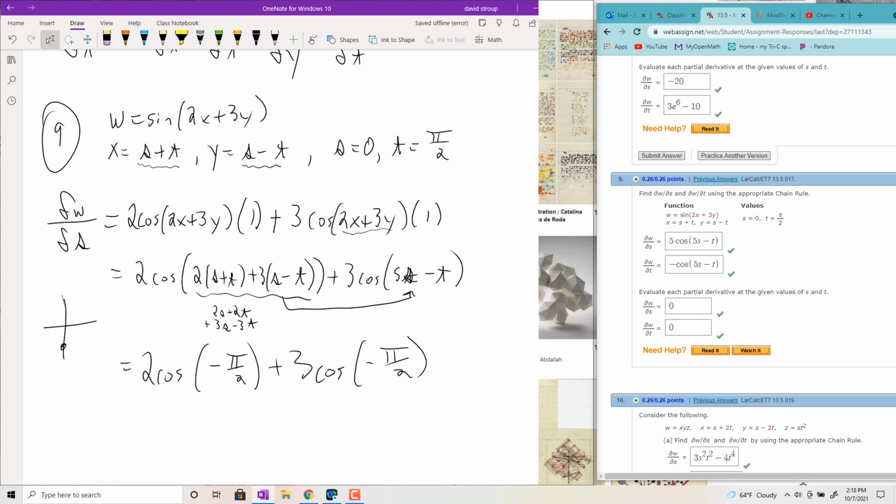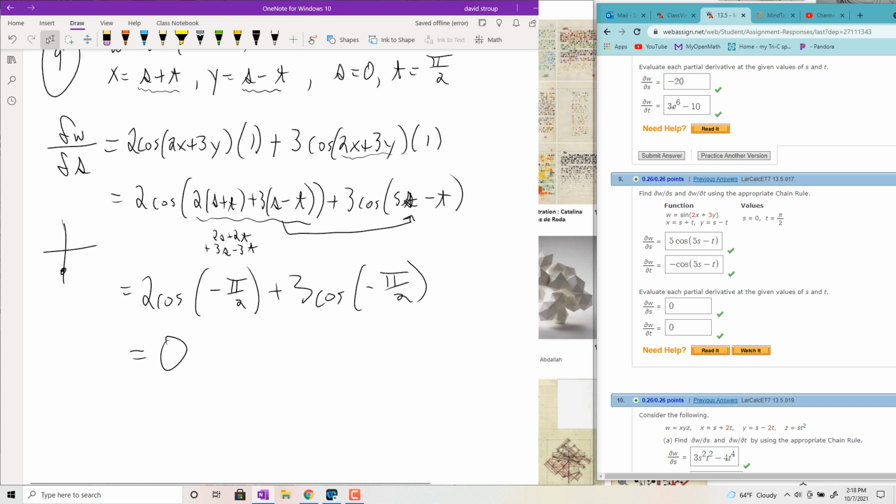Minus pi over 2 is right here on the unit circle. Cosine of that is just 0. So it'd be 2 times 0 plus 3 times 0, that's just equal to 0. Okay. Let's go and get the other one now. So the partial of w with respect to t.